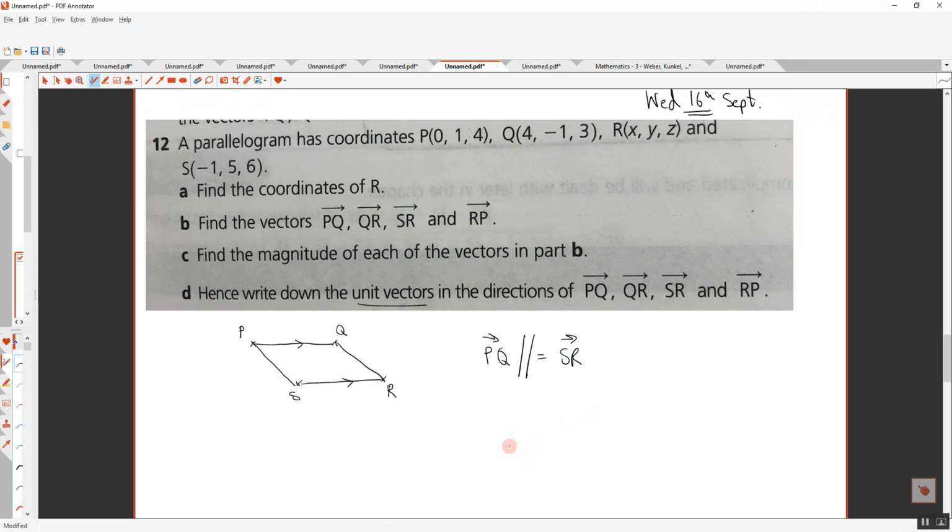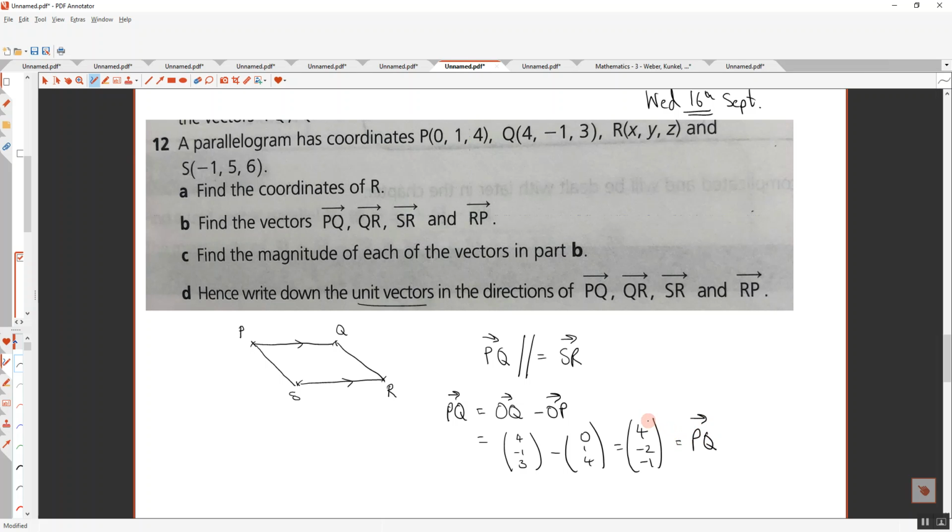As Jaden rightly did in class, and Marco, we've got P to Q. To work out P to Q, it's essentially O to Q take away O to P. Remember, O to Q is the position vector of Q, and O to P is the position vector of P. So O to Q is 4, negative 1, 3. Subtract 0, 1, 4. So P to Q is 4, negative 2, negative 1.